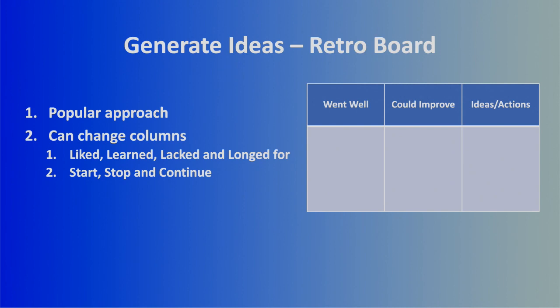It's important to note here that while it might seem like the could improve column is definitely going to be the place where you want to be focusing, it's also important to focus on what went well. Because if something went really well that you've never had go that well before, it's important to talk about why did it go that well, right? Because you might have some ideas or actions come out of that discussion that you didn't think about, and that wouldn't be in the could improve column. So it's important to keep that in mind.